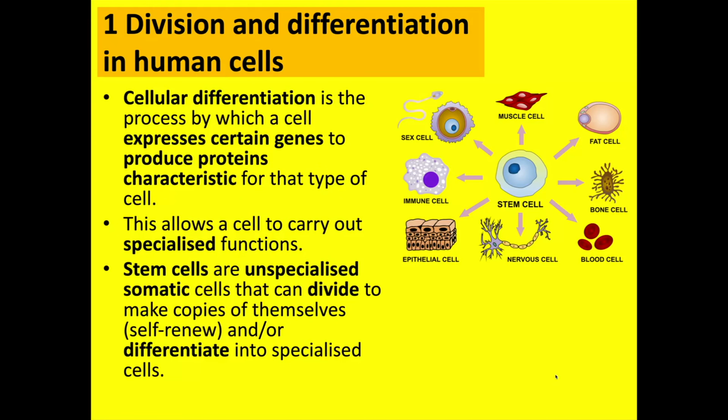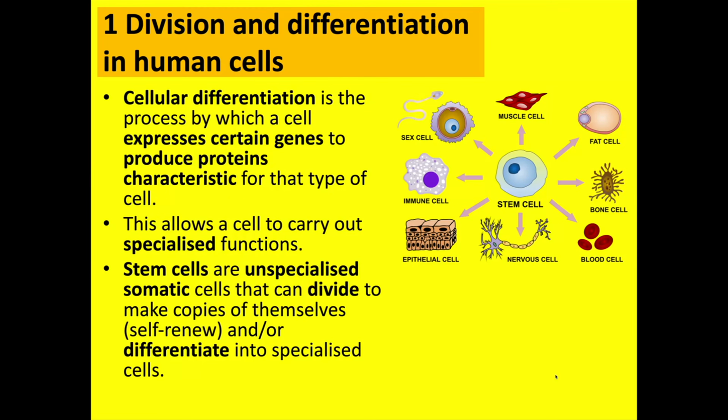Stem cells are the wonders of biology. They are unspecialized somatic cells. Now, they can do two things. They can either divide and make copies of themselves, which is handy, or differentiate into specialized cells. So make more copies of themselves or become specialized cells.